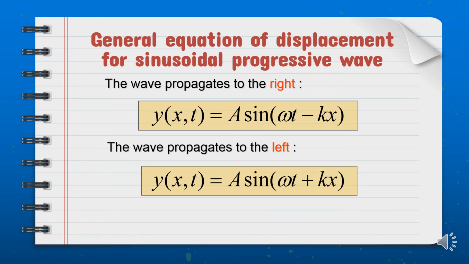where from this equation, y represents the displacement of the particle as a function of x and t. A represents the amplitude of the wave, ω represents the angular frequency, k represents the wave number, x represents the distance from the origin, and t represents time.